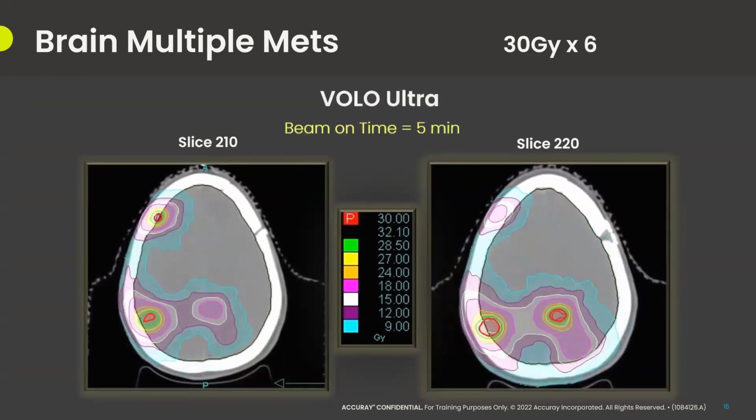Okay, so these are basically the same slides as your classic. But there's a distinct difference between them. And it really shows the advantages of our VOLO Ultra using that NTO function.